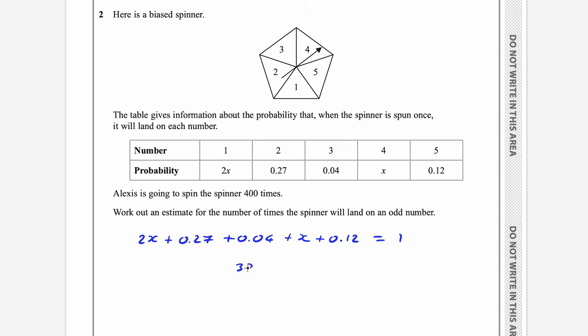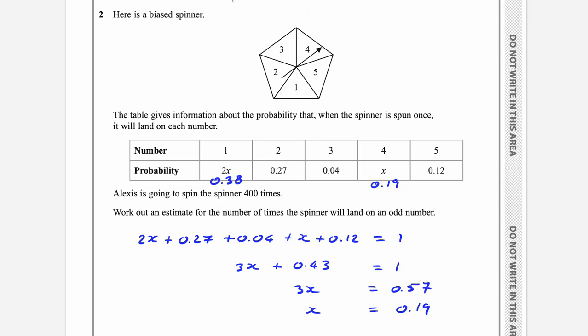So 3x plus 0.43 equals 1. I just added up those numbers there, which means 3x equals 1 minus this, which is 0.57, which means x is this divided by 3, which is 0.19. Feel free to use your calculator. That means this, guys, is 0.38, and this is 0.19.